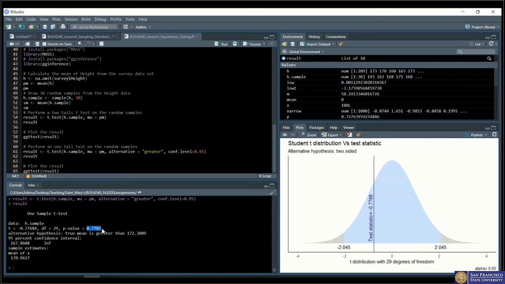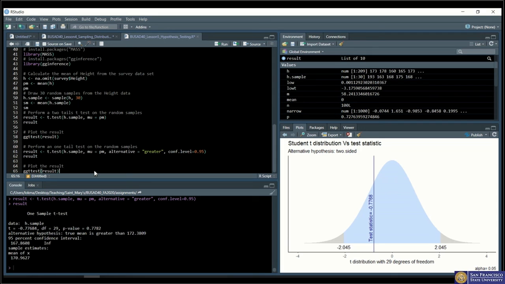We cannot confidently reject the null hypothesis, because if we do, there is a 77.82% chance that we are wrong in that statement. So we cannot reject the null hypothesis. So we have to trust it, we have to believe it. And that means the alternative hypothesis cannot be true, right? This is not true.